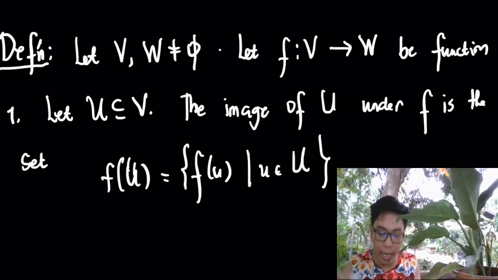So what does it imply? Meaning to say that the image of U under a function f is the set of all elements in W that are images of the elements of U. That's it.